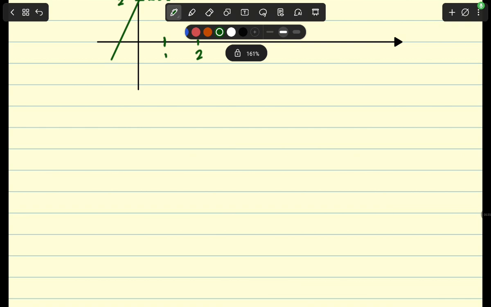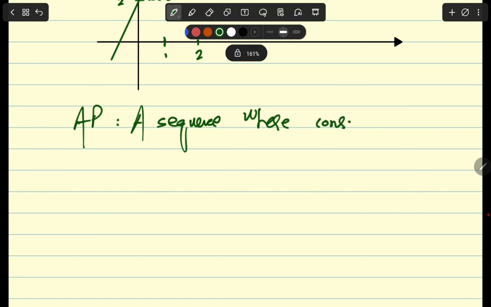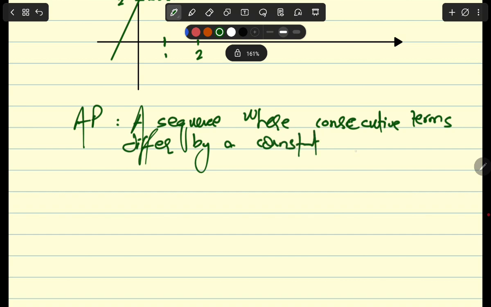Now, what is an AP? By definition, it's a sequence where consecutive terms... Okay, let me write it down. AP, arithmetic progression. It's a sequence, you guys can note it down as well, where consecutive terms differ by a constant amount, and we will denote this by small d.